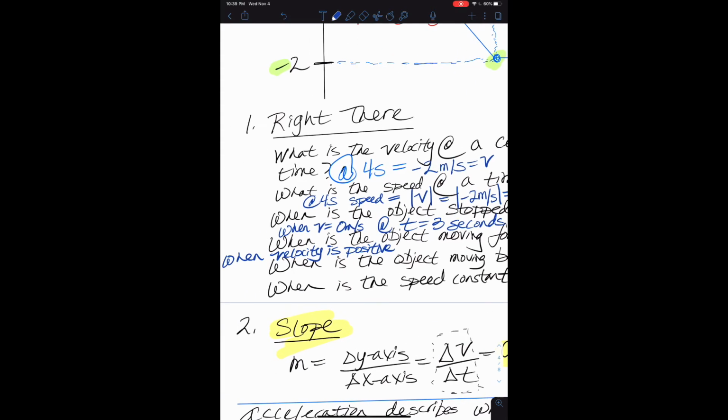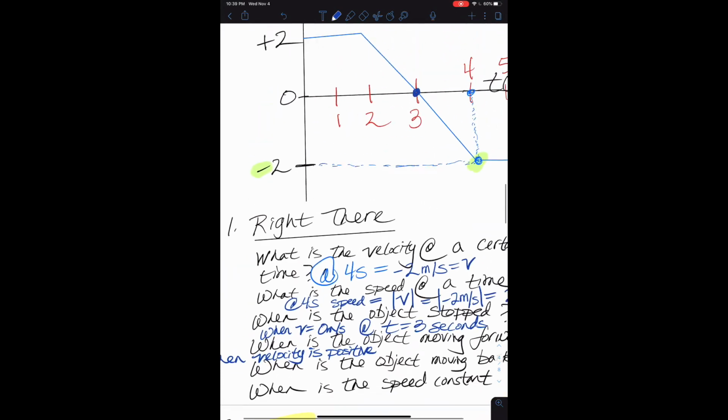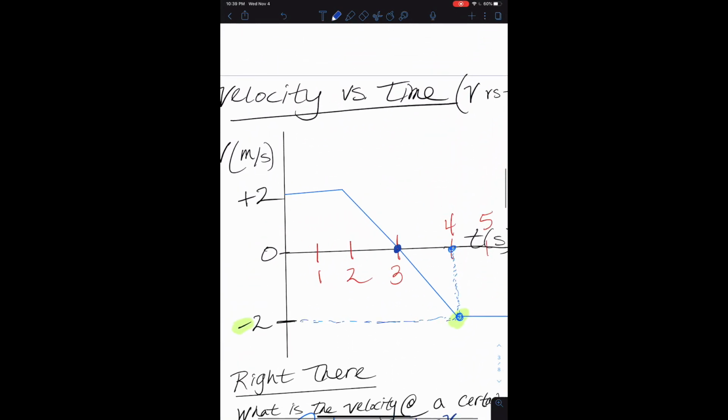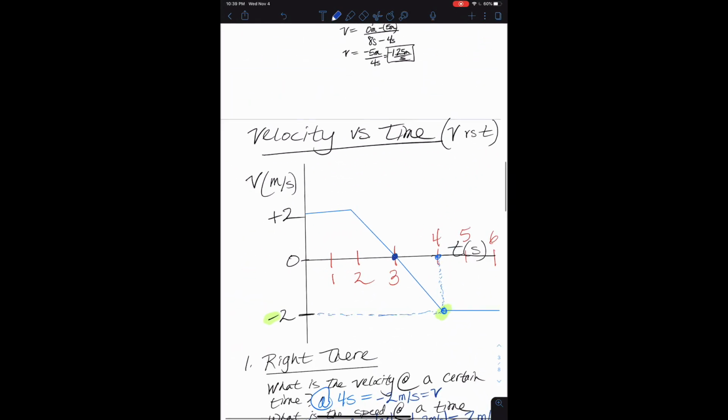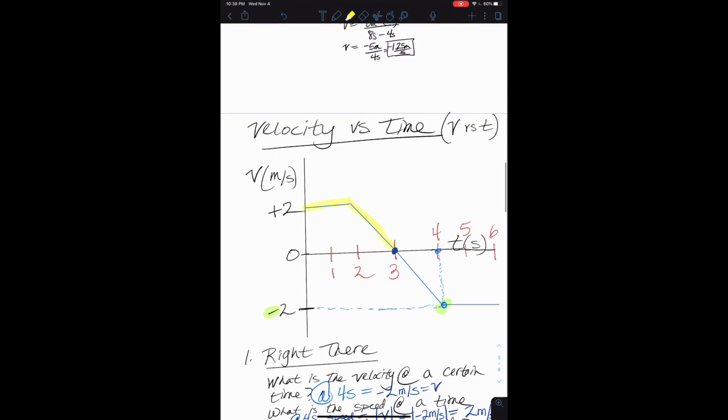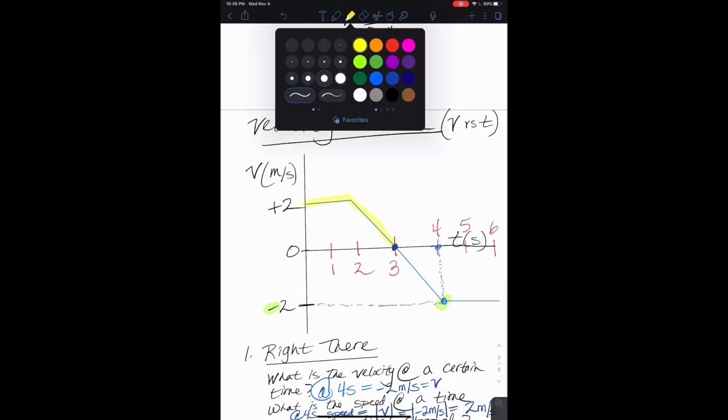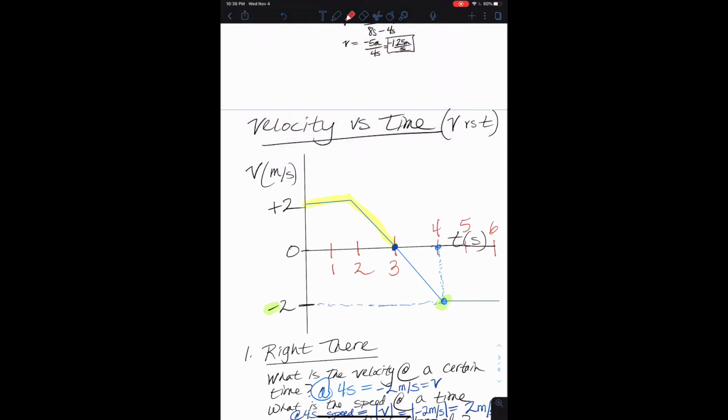Well, when is the velocity positive? Let's go back up here and look. If I get my highlighter out, the velocity is positive anytime the line is above the x-axis, which is right there in yellow. The velocity is negative anytime the line dips below the x-axis and into the negative portion of the graph right here.